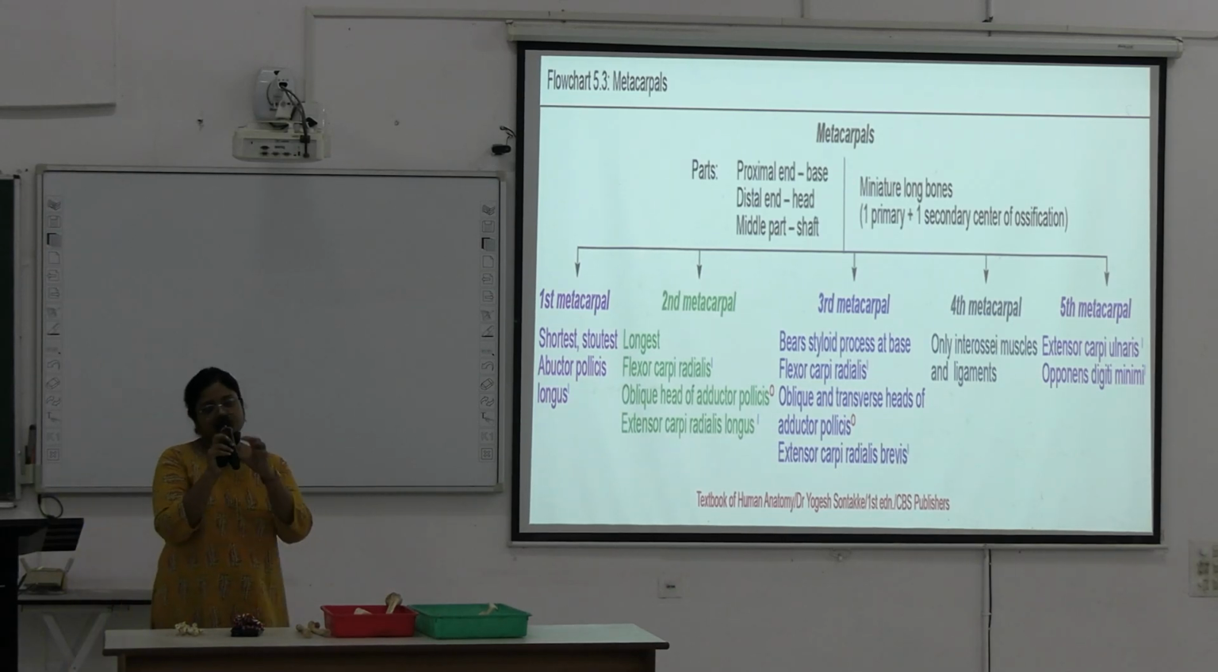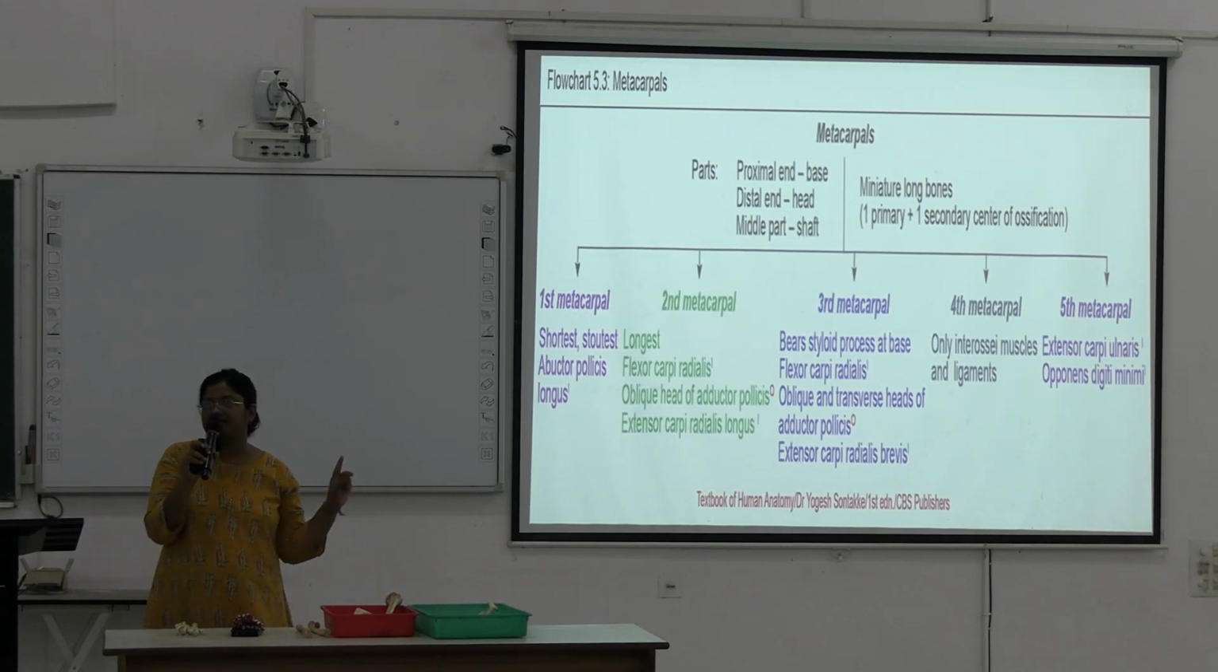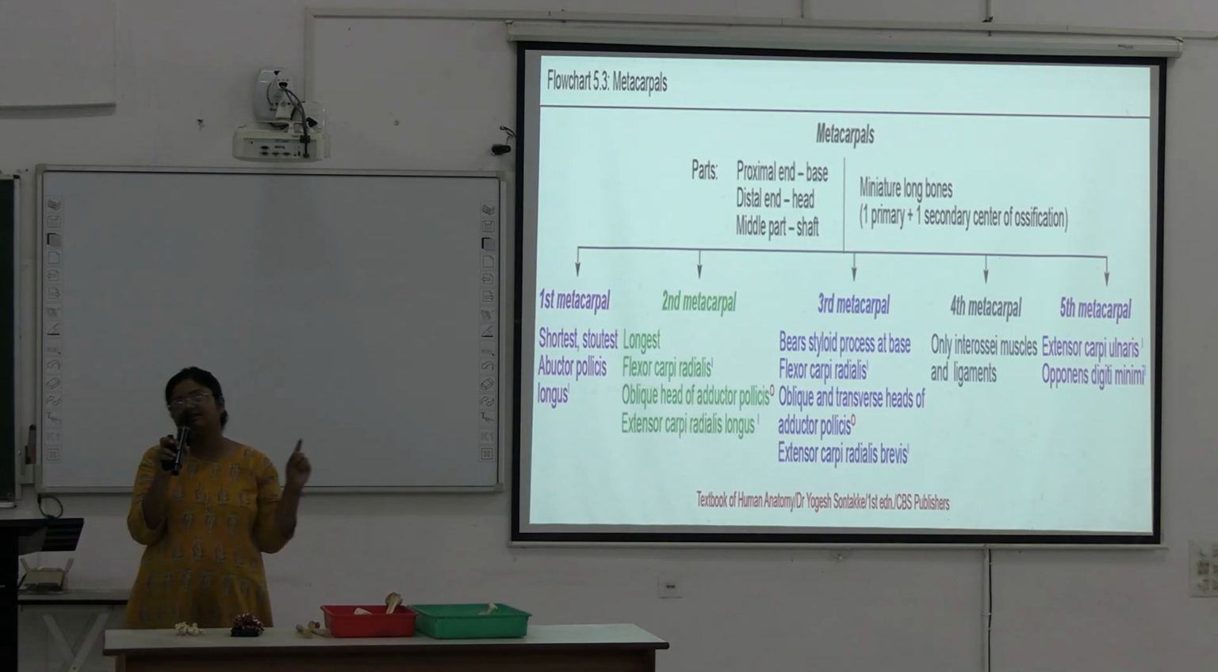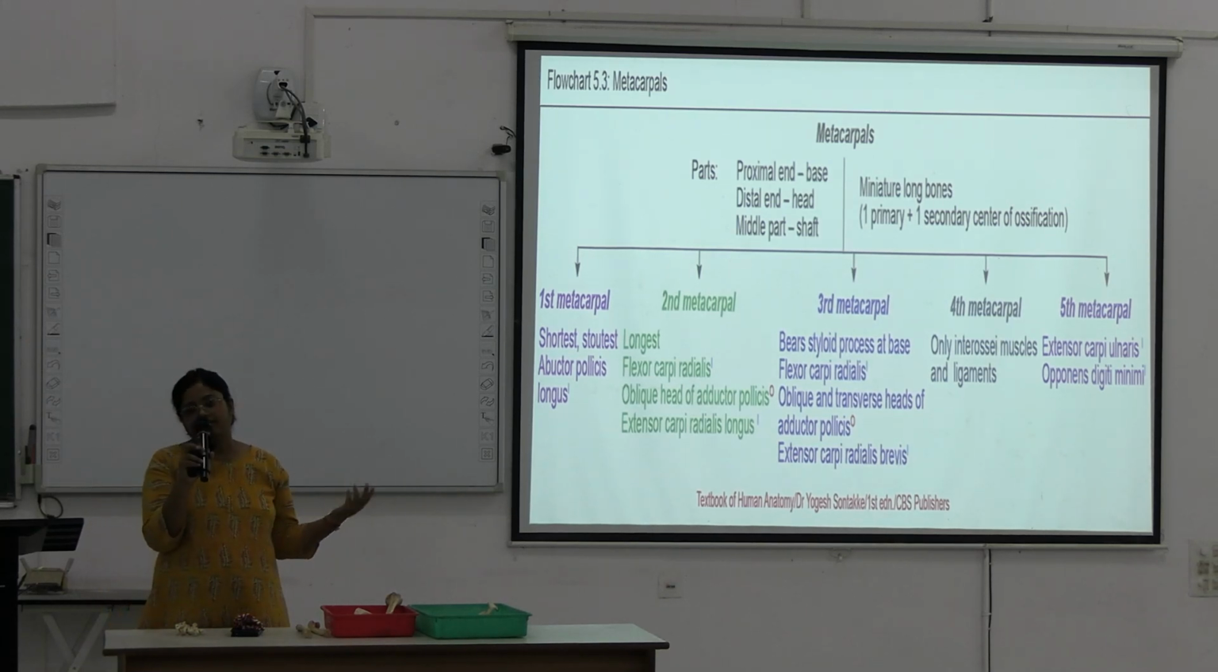Other bones, humerus, radius and ulna, these are long bones, and this is a miniature long bone or short long bone. Short long bone because it has only one primary center and one secondary center. For a typical long bone, they have one primary center for the shaft and two secondary centers for the two ends.